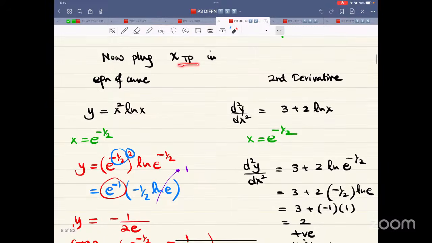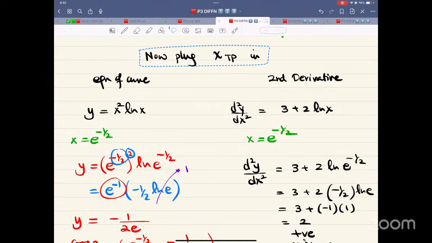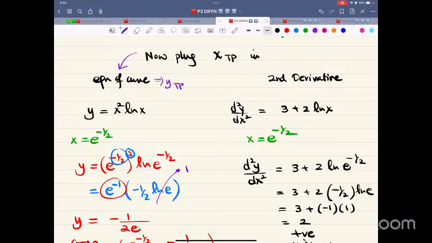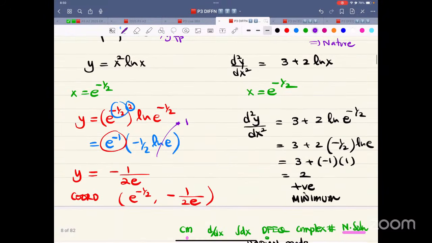Now plug in the x coordinate of the turning point in the equation of the curve. Also plug in the x coordinate of the turning point in the second derivative. Over here, this is the equation of the curve, to find the y coordinate of the turning point. Plug the x coordinate into the second derivative to find the nature of the turning point.